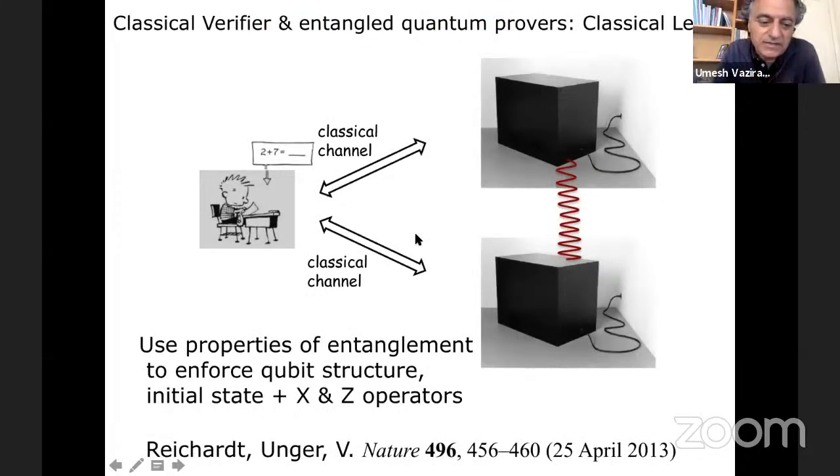There's a second setting where you have a classical verifier and you have two entangled provers, or two entangled quantum computers that cannot communicate with each other. And now this time you use the properties of entanglement, of Bell inequality violations, to enforce the qubit structure. And so you enforce this initial state that the two quantum computers share a bunch of Bell states, and they apply X and Z measurements to them.